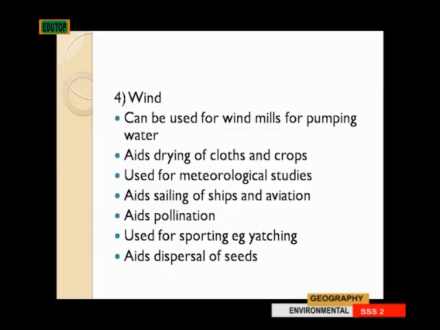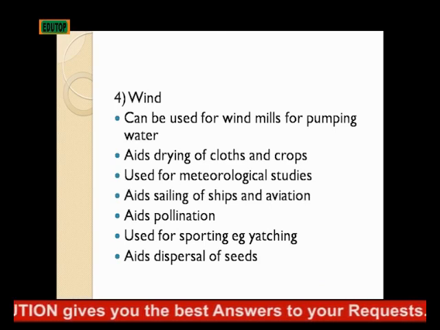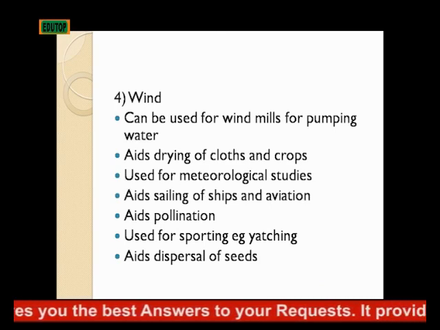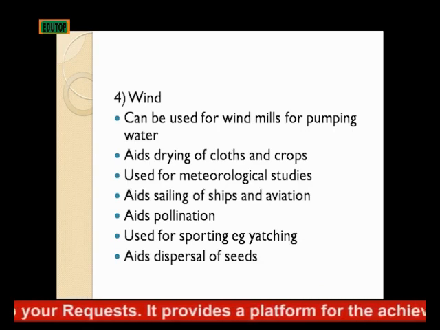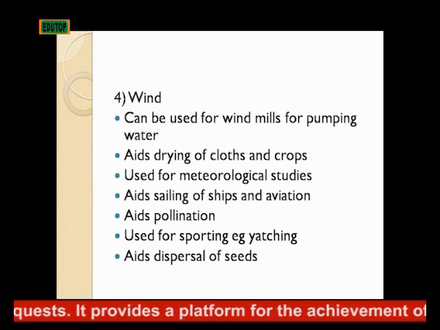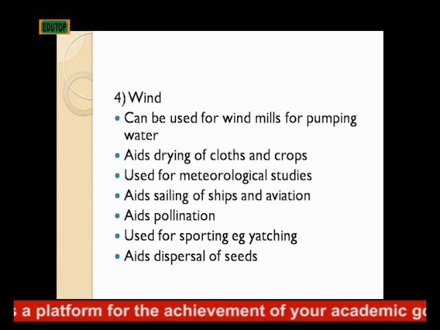The fourth type of atmospheric resources to be considered here is wind. Wind can be used for windmills for the pumping of water. It aids drying of clothes and crops, and is used for meteorological studies. The wind also aids sailing of ships and aviation, and it aids pollination in agriculture.